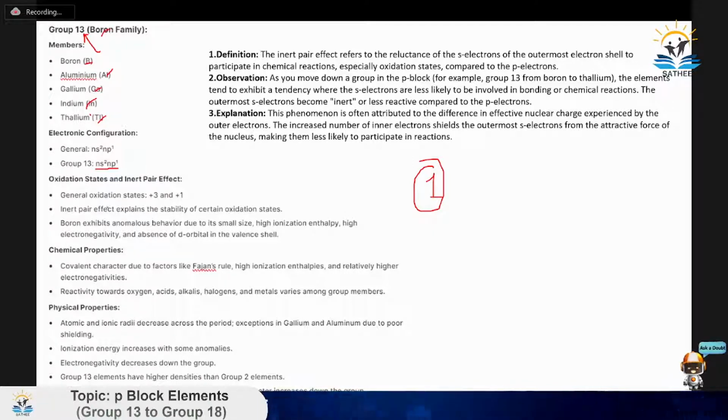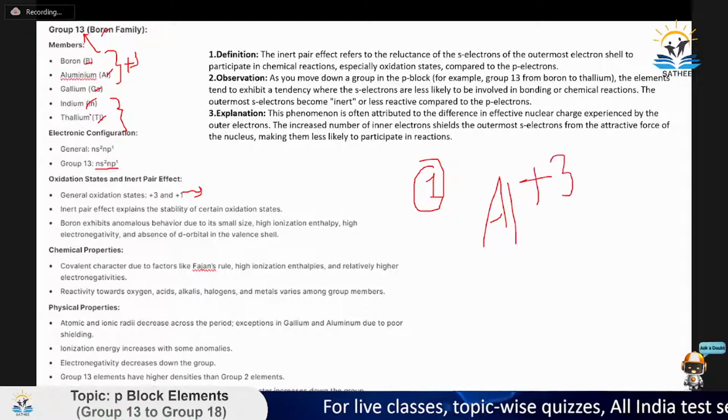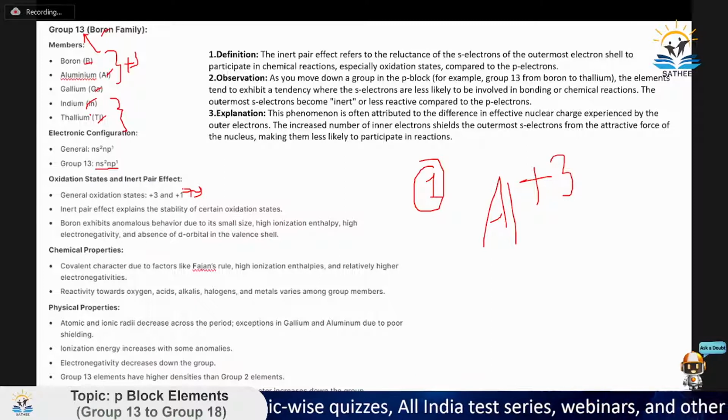Okay. Now, a common oxidation state that this group generally shows is +3 or +1. +1 comes more towards the lower elements, and up we see more of +3. We know aluminium is a very good example because aluminium is always seen as +3. So aluminium always shows +3. Now, let us talk about why we also see a +1.